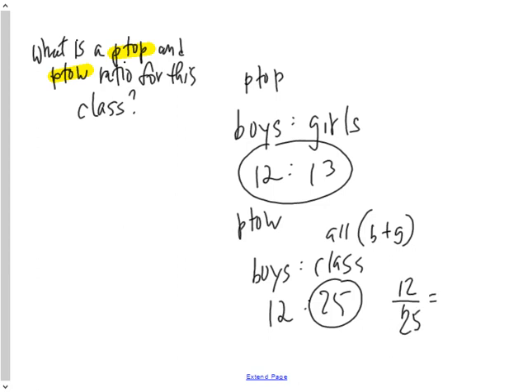And all fractions have an interesting quality to them. If you have part-to-whole ratios, you could also make equivalent part-to-whole ratios that express percentages. Because a part-to-whole ratio is a fraction, you could also say that 48% of the class are boys. All right, that's something else you could do.